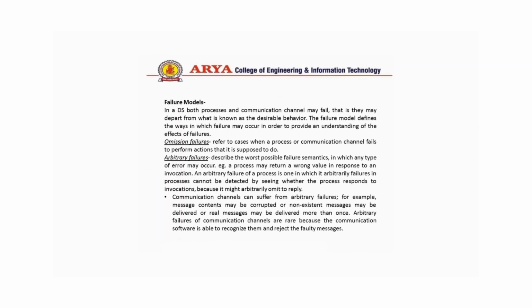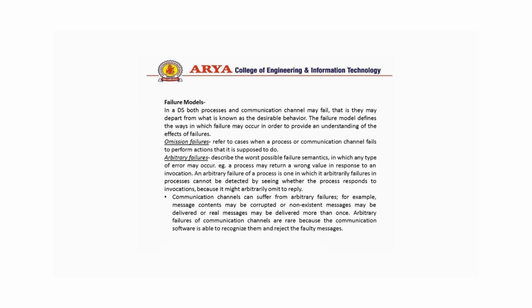Failure models. In a distributed system, both process and communication channel may fail. That is, they may depart from what is known as the desirable behavior. So this is the definition of failure, that is departing from the desirable behavior. The failure model defines the ways in which failure may occur in order to provide an understanding of the effects of failure. So the failure model is concerned with what are the various types of failure that may occur in a distributed system and what is the effect of them if they occur.